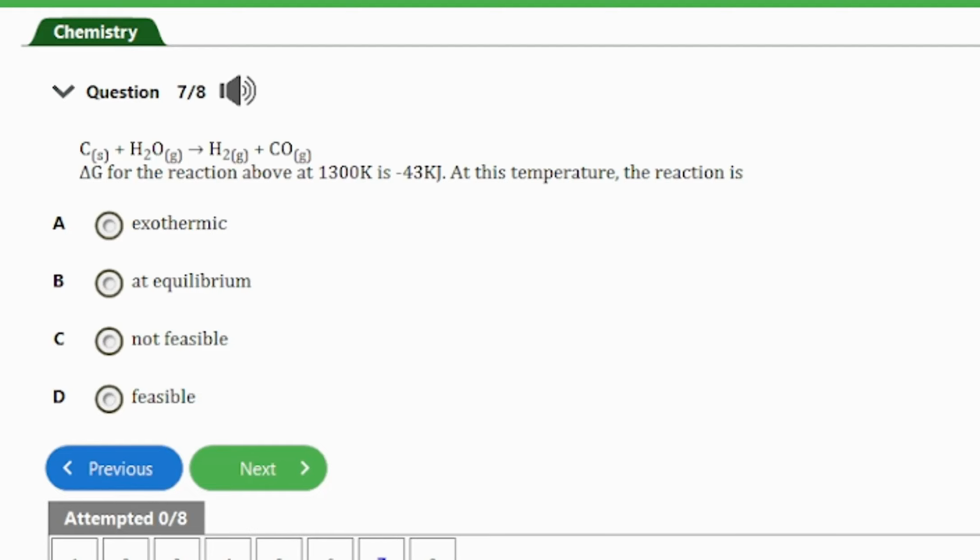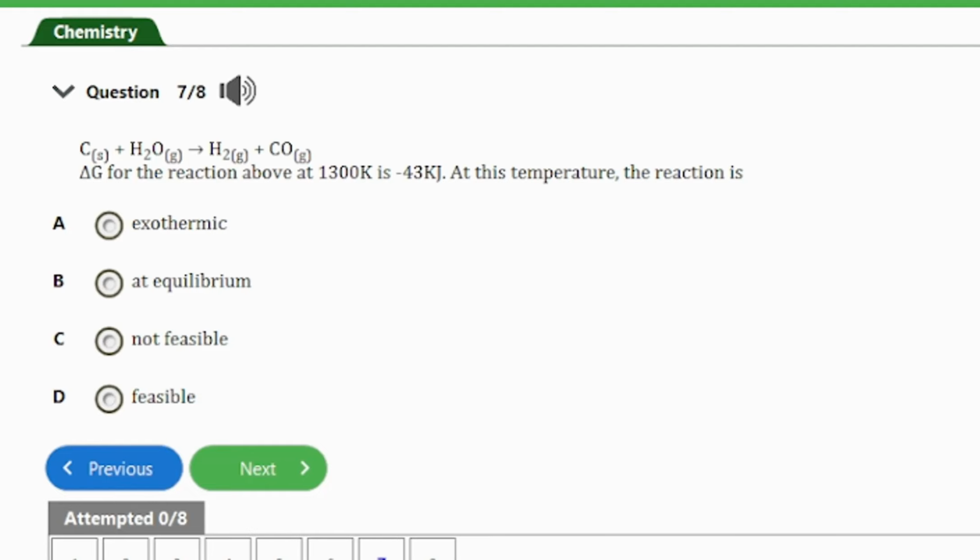So guys, the reaction is feasible and that's because delta G is negative. Actually, the reaction is spontaneous. So the reaction is an exothermic reaction and it's also feasible. So the option that actually gives a better answer to this question is option D, and that's feasible. And this is because it's already indicated here that the delta G for the reaction is negative. So if the Gibbs free energy is negative, it shows that the reaction will occur spontaneously and hence it's feasible.